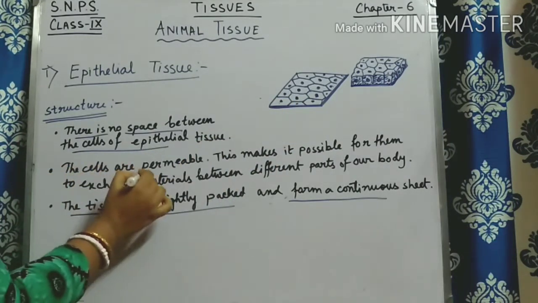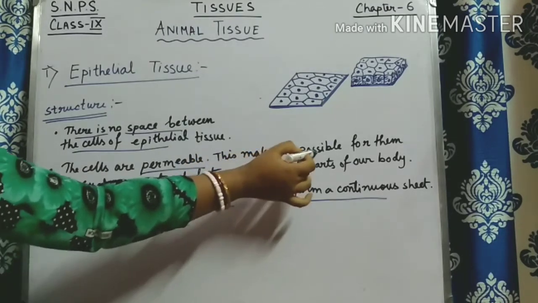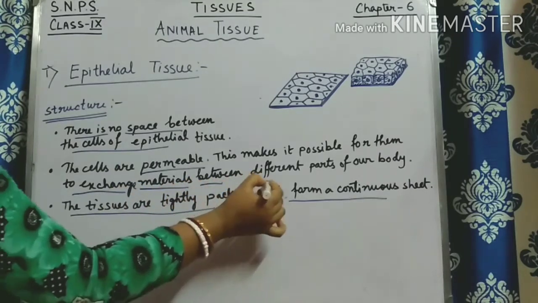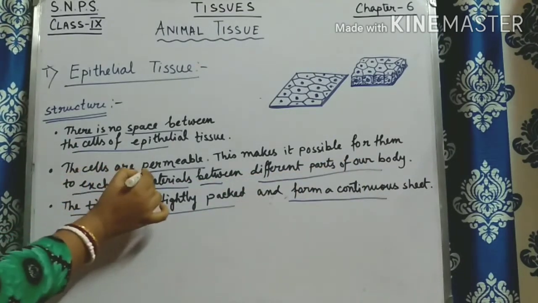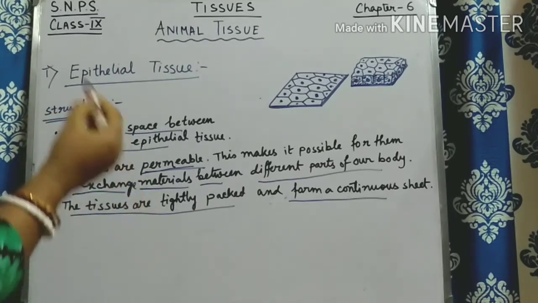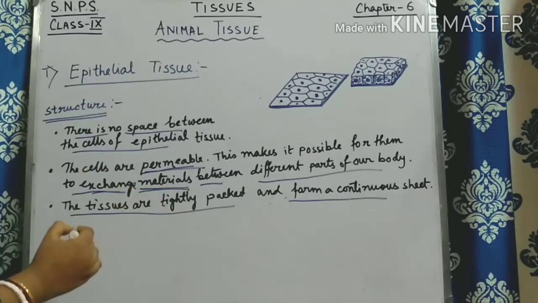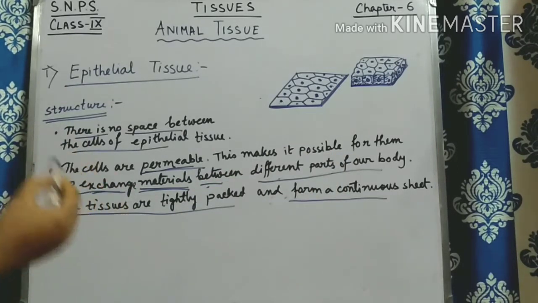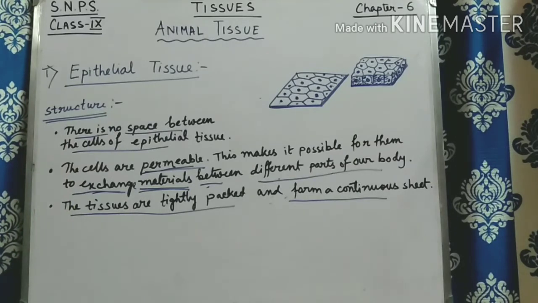The cells are permeable. This makes it possible for them to exchange materials between different parts of our body. The cells are permeable, means they help to exchange the materials to go inside and outside of this tissue. So, that's why these types of epithelial cells or epithelial tissues are called permeable tissue.